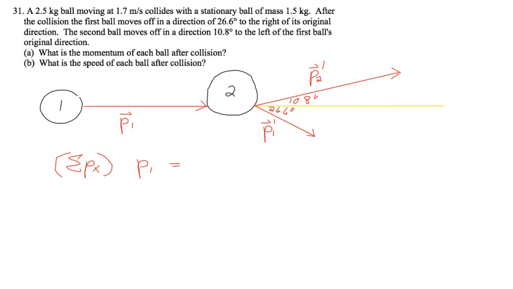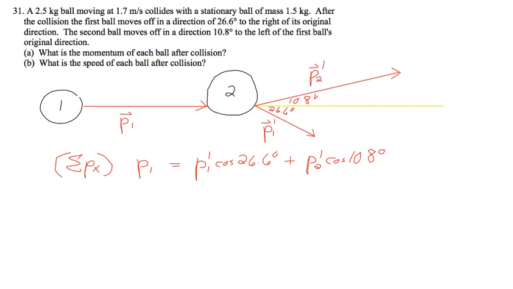Cosine. So the bottom one there is going to be P1 prime times the cosine of 26.6 degrees. All right, and it's positive because that component is to the right. Then to that, we're going to add, because the component of the other one is also to the right, P2 prime times the cosine of 10.8 degrees. So that's my momentum equation in the x direction.